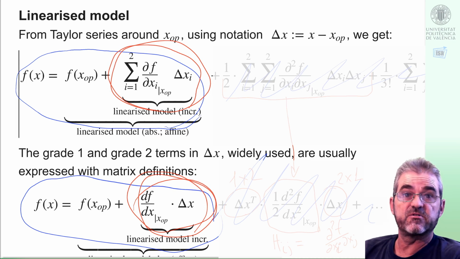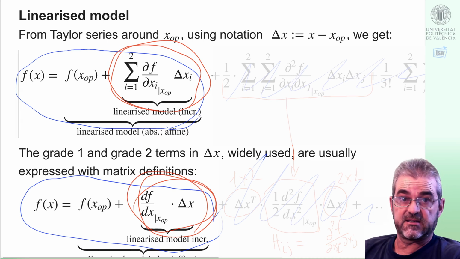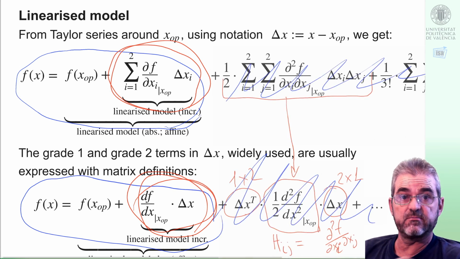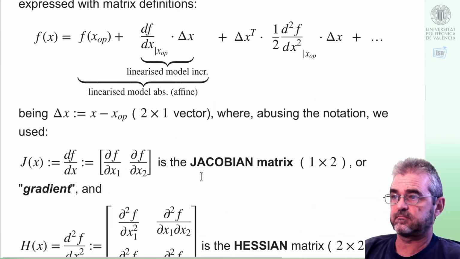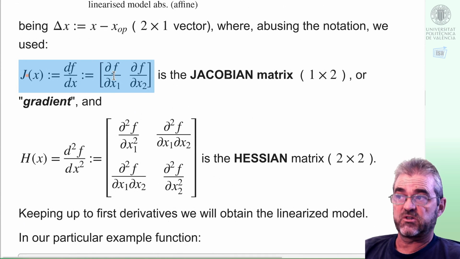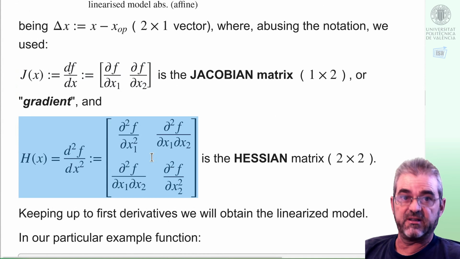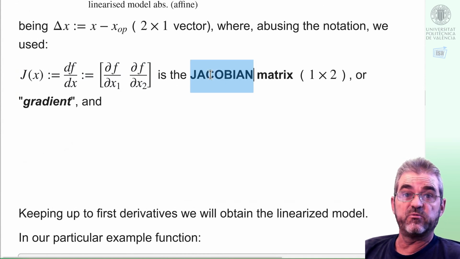Good, so this reviews the basic theory. Let us now apply it with a symbolic toolbox to our particular example. So I will need to compute the Jacobian. I will not need to compute the Hessian, but okay, the Jacobian will be computed with the jacobian command of the symbolic toolbox.